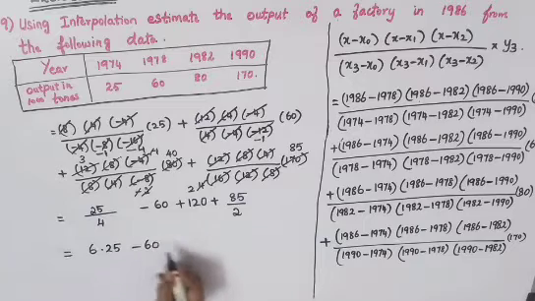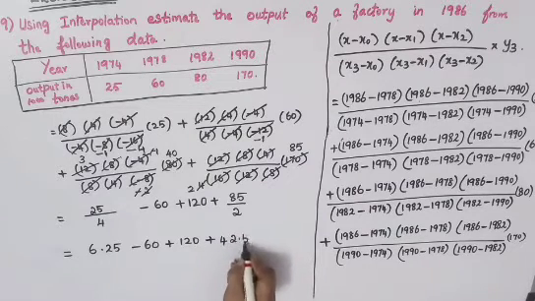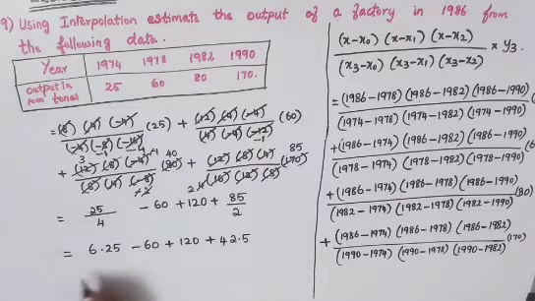Minus the 60 will be there as it is. Again 120 will be there as it is. Plus again 85 divided by 2. If you cancel it, you will get it as 42.5. So the last step you can use your calculator itself. So therefore your answer will be 108.75. So that is your y. So this is the answer for your 9th question.